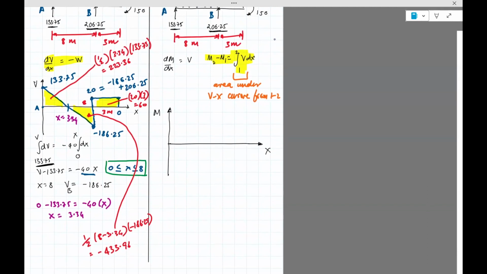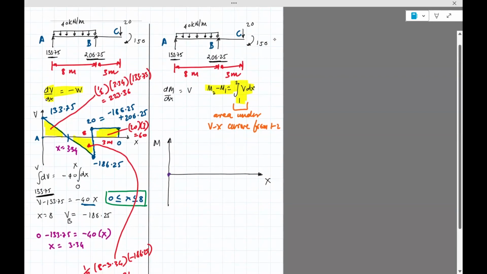to get the bending moment diagram. So we start off with x equals 0. You can clearly see that the moment is 0 because the only force acting at A is the 133. There's no moment. So if you take moments about A, that moment should be 0. So that's 1 point. Next, we have 133. Well, it's 223.36. So the area from A, let me call this point, let's say D.